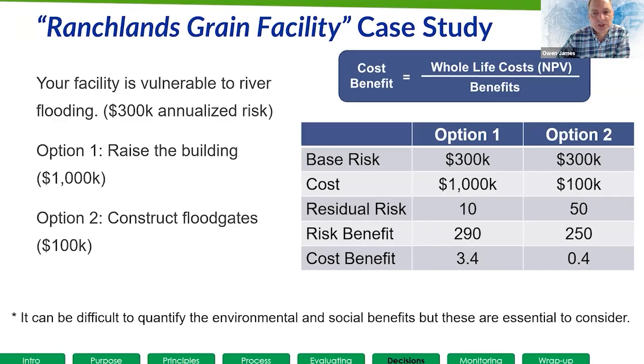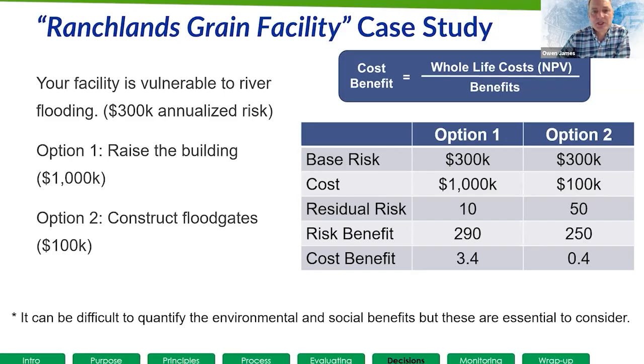So, going on to a table here. This table just shows how the numbers might work mathematically. So $300,000 base risk, is this something that we want to do something about? Yeah, $300,000 annualized risk seems quite a lot to me. So yeah, I think we should do something about that. I have my adaptation action costs. So I've got $1 million and $100,000.